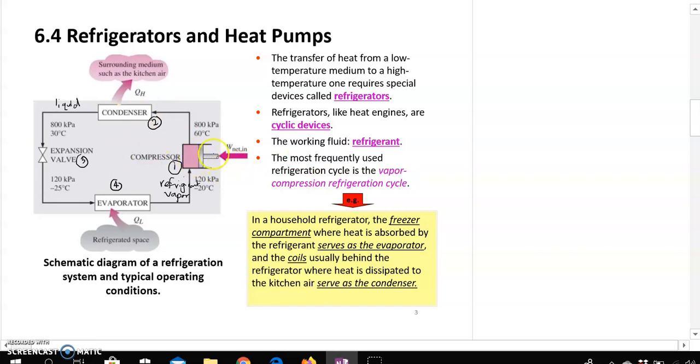For our household refrigerator, the freezer compartment is your evaporator, while the coil at the back of your refrigerator serves as the condenser. That's why you will normally see excess heat near the coil.